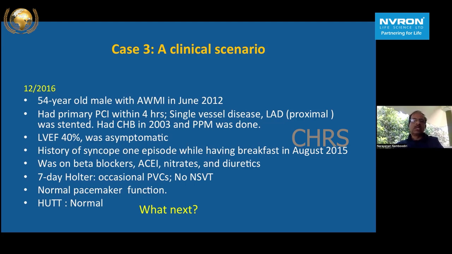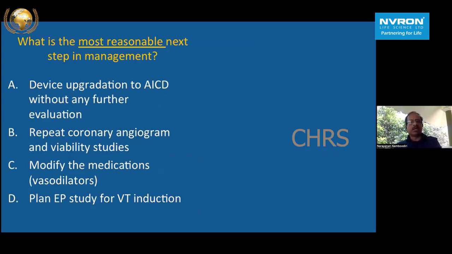What next? This patient, as mentioned by Dr. Jaishankar, a patient with structural heart disease who has wide complex tachycardia, it has to be considered as VT. Here there was no documented tachycardia, but a history of recurrent syncope. The question is whether syncope can be considered as primary prevention or secondary prevention. What is the most reasonable next step in the management? We can upgrade the device directly to ICD without further evaluation, repeat coronary angiogram, of course it has to be done, modify the medications, and plan EP study.